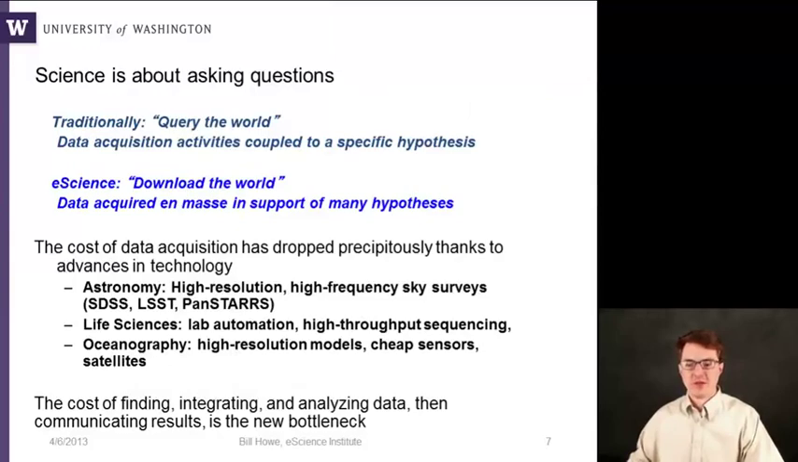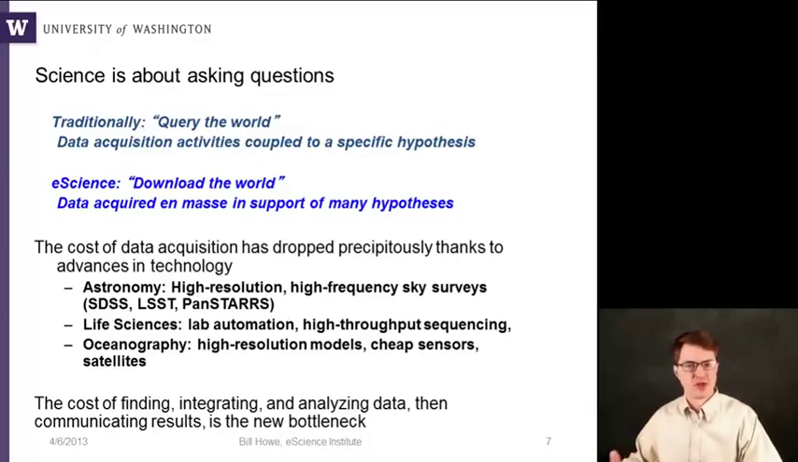So this idea of the fourth paradigm, there's a book in the reading list that you can refer to here, and there's some other articles in the reading list that you can also refer to. The story's been told lots of ways. The way I like to talk about this story is that science has always been about asking questions, but conventionally it was really about querying the world, right? You would have data acquisition activities, experiments or field studies that were coupled to very specific hypotheses, right? You had the question in mind first and you went out and collected data.